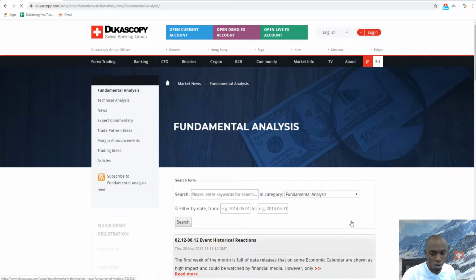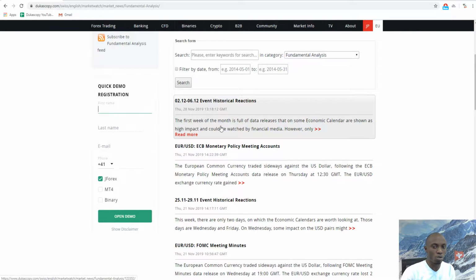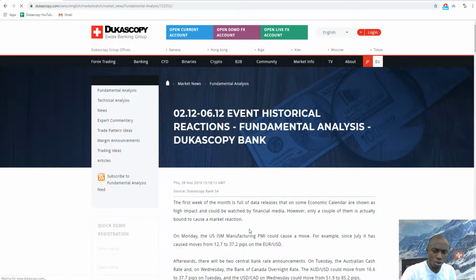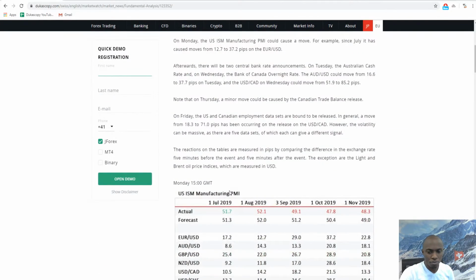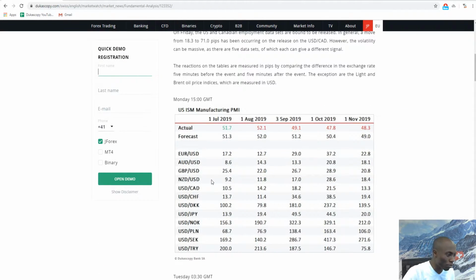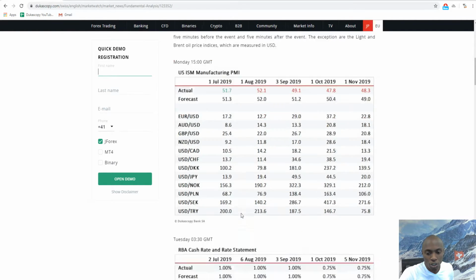First, let me just quickly open one for you. You will see the historical reaction. This was posted yesterday on the 28th of November. You see the pips movement when the data was released, and then you see this US ISM manufacturing PMI. You will see the projected forecast, the projected numbers that were expected. So that is number one.